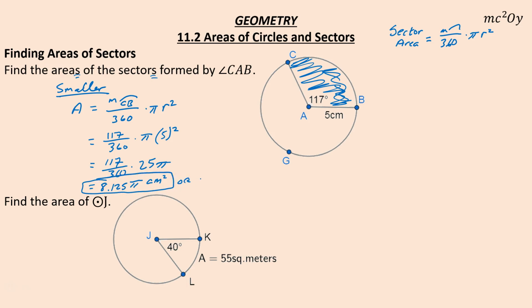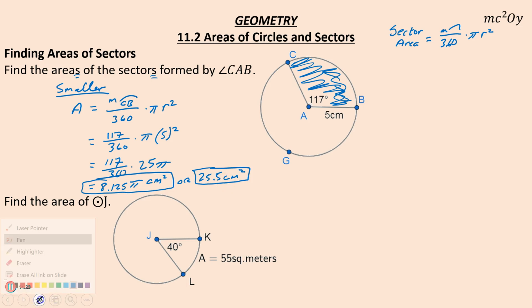Or if you rounded it, you would have approximately 25.5 if we go to the nearest tenth, in square centimeters. All right, notice 8.125 times about 3 is about 25.